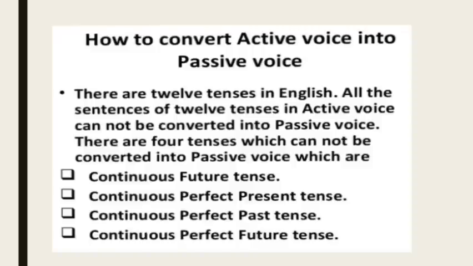How to convert active into passive? There are 12 tenses in English. All the sentences of the 12 tenses in active cannot be converted into passive voice. There are 4 tenses which cannot be converted into passive voice, which are continuous future tense, continuous perfect present tense, continuous perfect past tense, continuous perfect future tense. In English grammar, we do not convert sentences of these tenses. It is not grammatically correct.